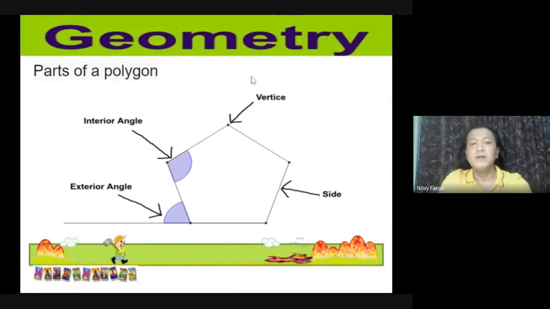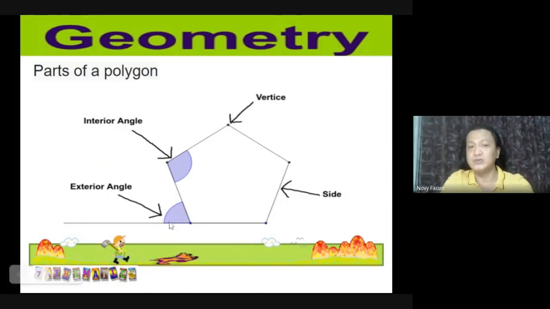Okay, so meron tayong vertex. Yung vertex naman, yun yung corner kung saan nag-meet yung line segment mo. So kapag nag-connect sila, meron tayong corner. Yun yung vertex na tinatawag. So yung side naman, eto naman. So yan. And yung exterior angle, so that is angle outside. So yun naman yung kanyang figure, yung exterior angle.